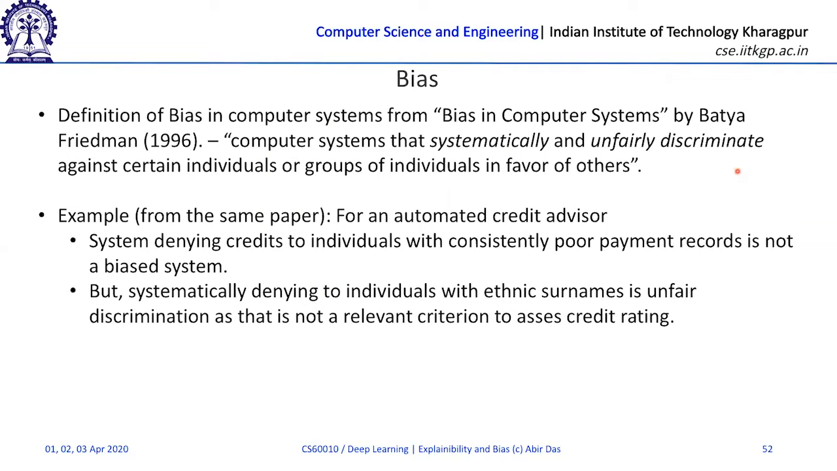This definition of bias I have taken from a very old paper, Bias in Computer Systems by Friedman. It says computer systems that systematically and unfairly discriminate against certain individuals or groups of individuals in favor of others. An example from the same paper: an automated credit lending system denying credit to individuals with consistently poor payment records is not a biased system, because that is reasonable. Any bank would not want to lend money to someone who has poor payment records. But if you are systematically denying credit to individuals with ethnic surnames, it's unfair discrimination, because that criterion is not relevant to assessing the credit rating.